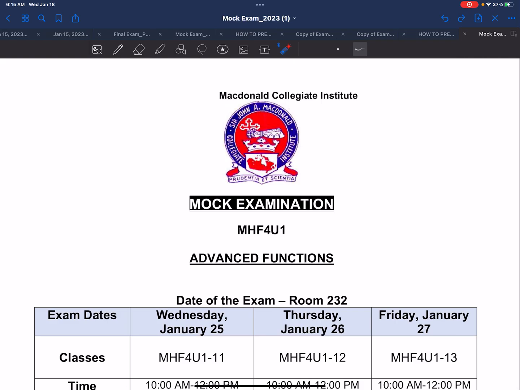As part of preparation for the Advanced Functions final exam, this year you were given an in-class mock examination. The purpose of writing a mock examination is for you to experience writing an exam in class. It's been 3 years since you've written the last exam in high school. That must have been grade 9. And also, try to explore more the time management skills you have and the ones that you need to acquire.